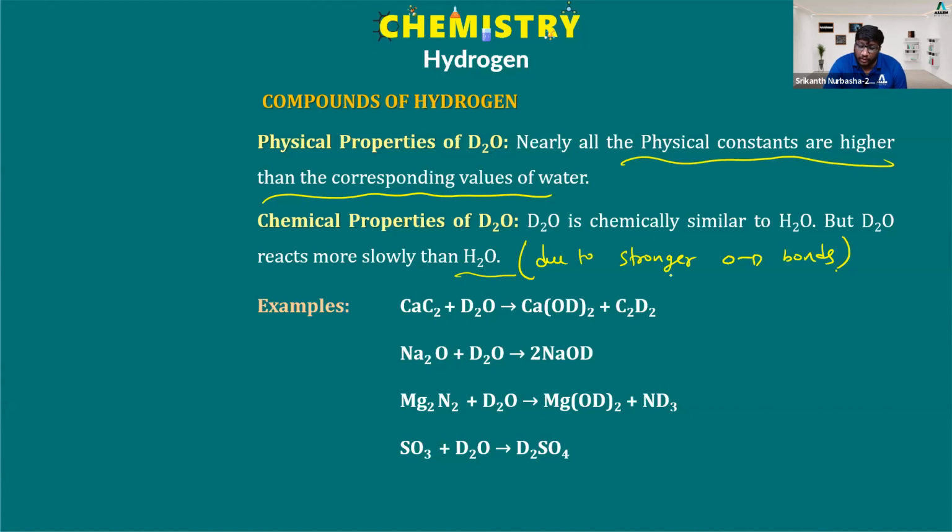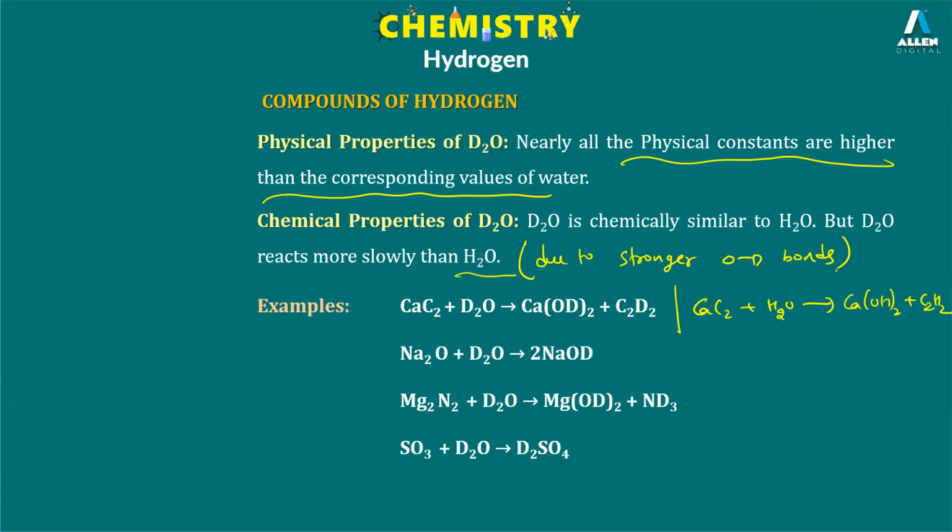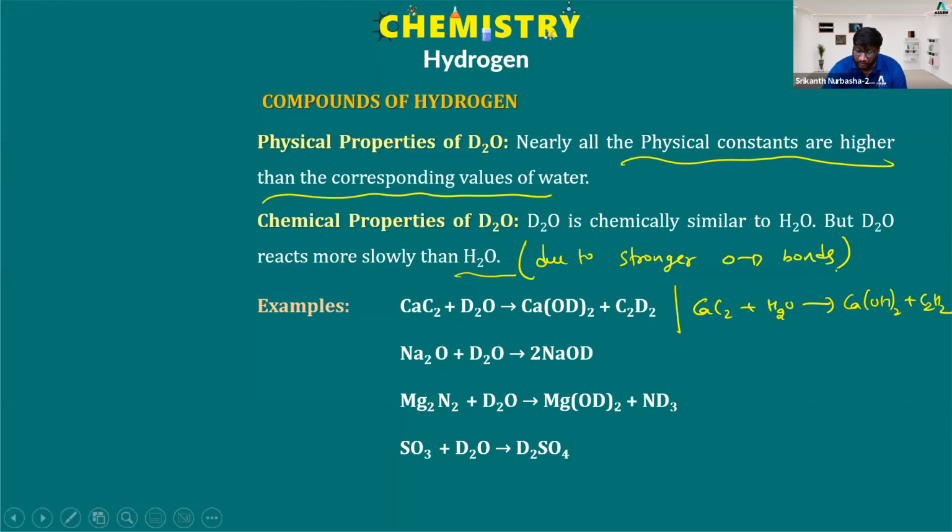CaC2 reacts with D2O to form Ca(OD)2 plus C2D2. Similar to that, CaC2 plus H2O forms Ca(OH)2 plus C2H2. Na2O plus D2O forms 2NaOD. Mg3N2 plus D2O forms Mg(OD)2 plus ND3. SO3 plus D2O forms D2SO4. These are the different types of reactions.